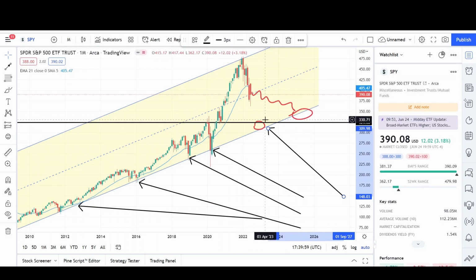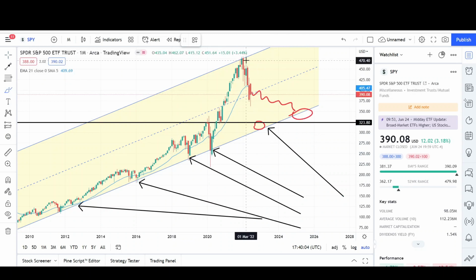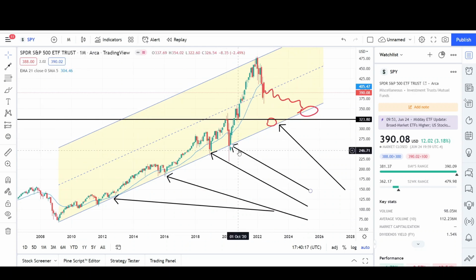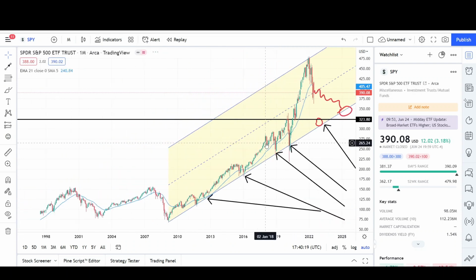I think we can continue lower. It looks like it on the monthly chart. We don't have to, but if this is drawn correctly, then we should be pulling back to the support side of the channel, which is right over here, where I've circled on the chart. So that's why I'm still thinking we have not topped yet in the market.